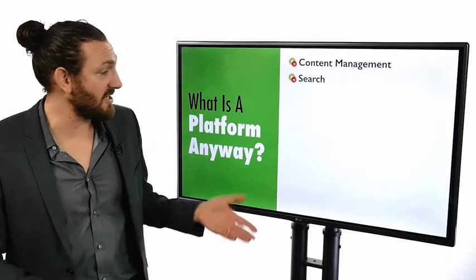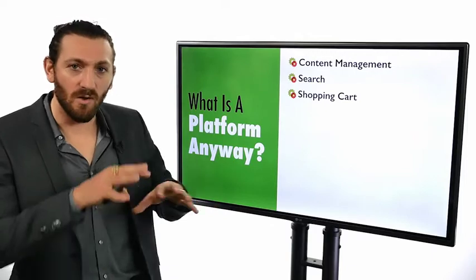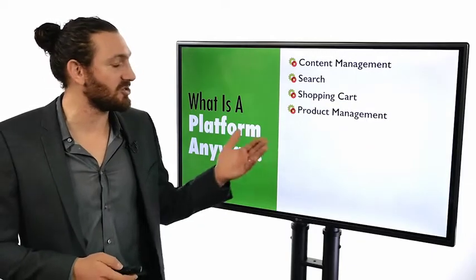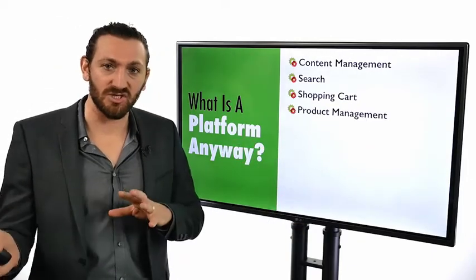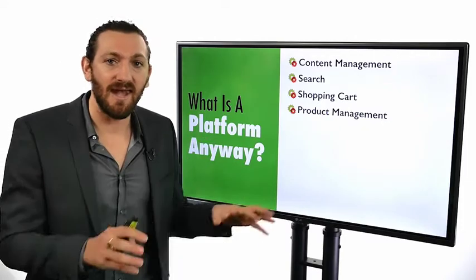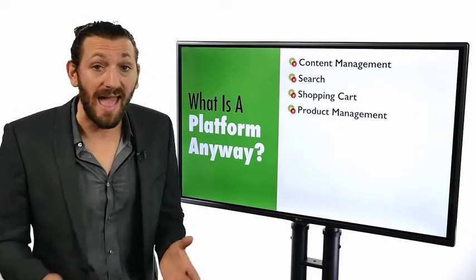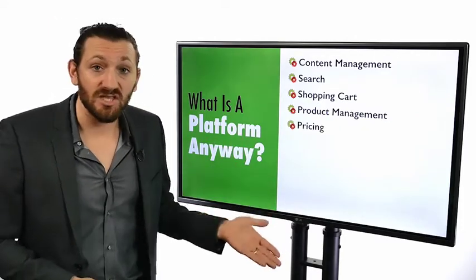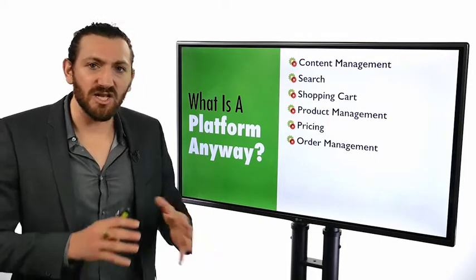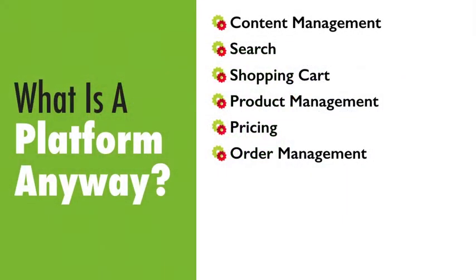Well, it's a content management system. It has search where you can search products. It's your shopping cart. It's your product management system where you can actually put products in, name them, add images. So it's managing your whole catalog of products, managing the pricing of those products, managing all your orders. So when orders come in, how to sort orders, how to filter orders, how to search for customers. It's got all that built in.